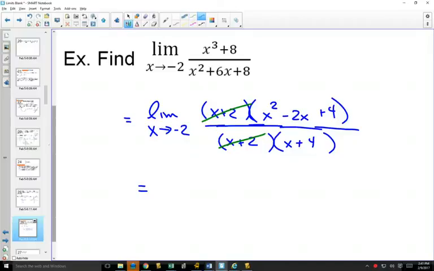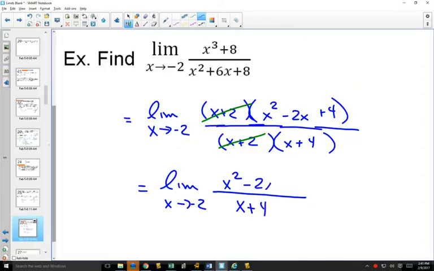All right. So now that we've factored correctly, and we've got the x plus 2's canceling out, we're not dividing by 0 anymore. Our expression now is the limit as x goes to negative 2. On the bottom we have x plus 4, and on the top we have x squared minus 2x plus 4. If I plug in negative 2 now, do I divide by 0? No. Plugging in negative 2 now will get me a 2 on the bottom, and I'll have 4 plus 4 plus 4, 12 on the top. And so our limit as x goes to negative 2 is 6.